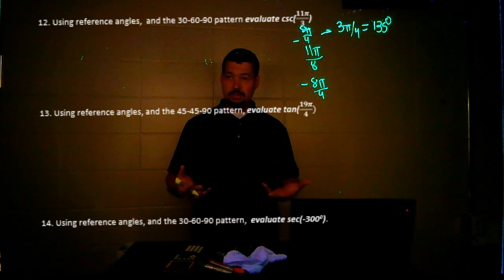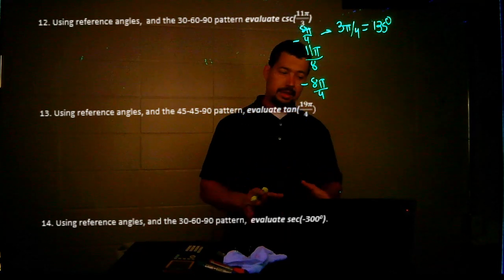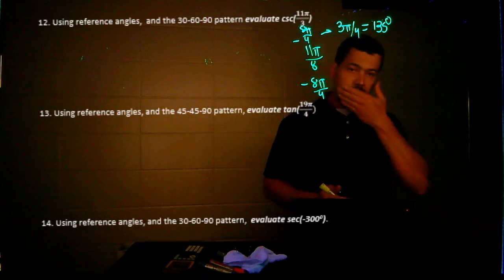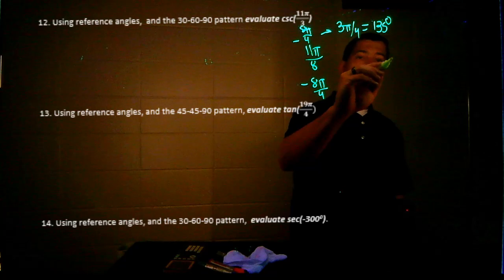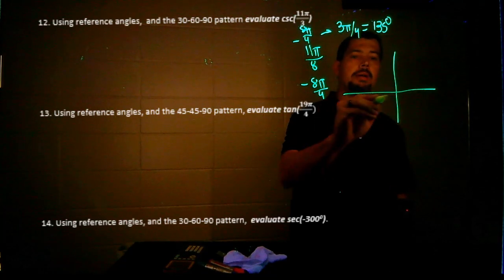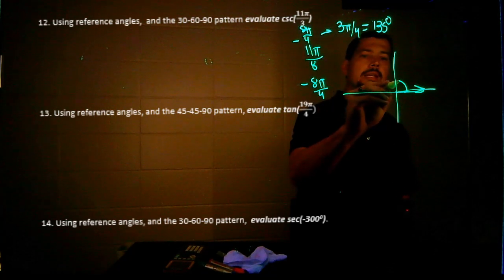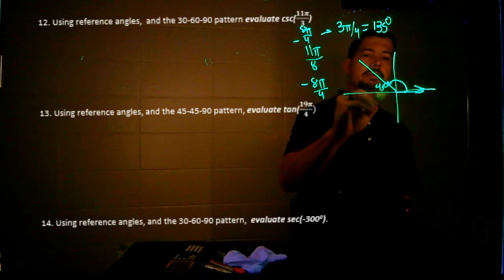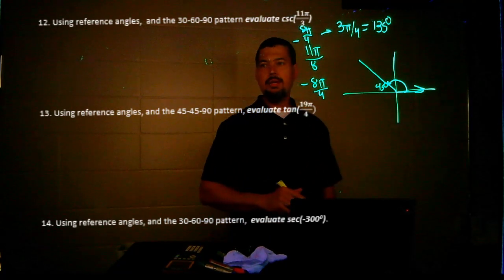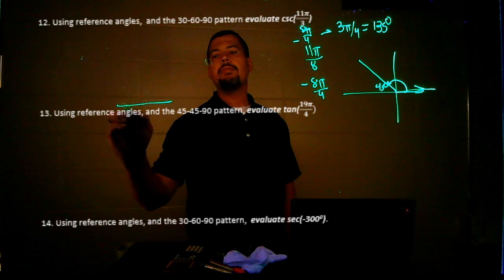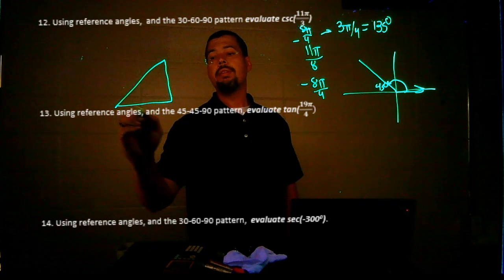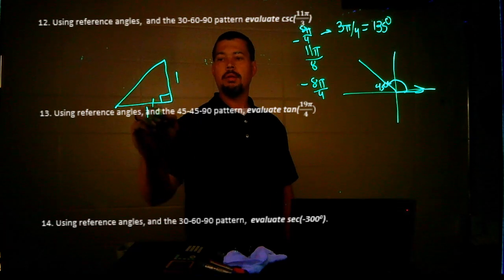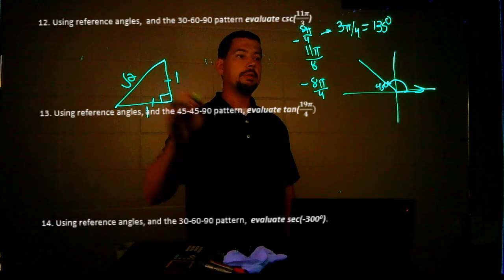This is the tangent ratio. I can tell you right now that the answer is going to be negative 1. But anyways, let's draw a 135 degree angle. We'll start on the positive x-axis. We'll rotate 90 and then 45 more. The reference angle measures 45 degrees. The 45, 45, 90, one of the 3 patterns I asked you to memorize, went 1, 1, root 2. Legs are the same.